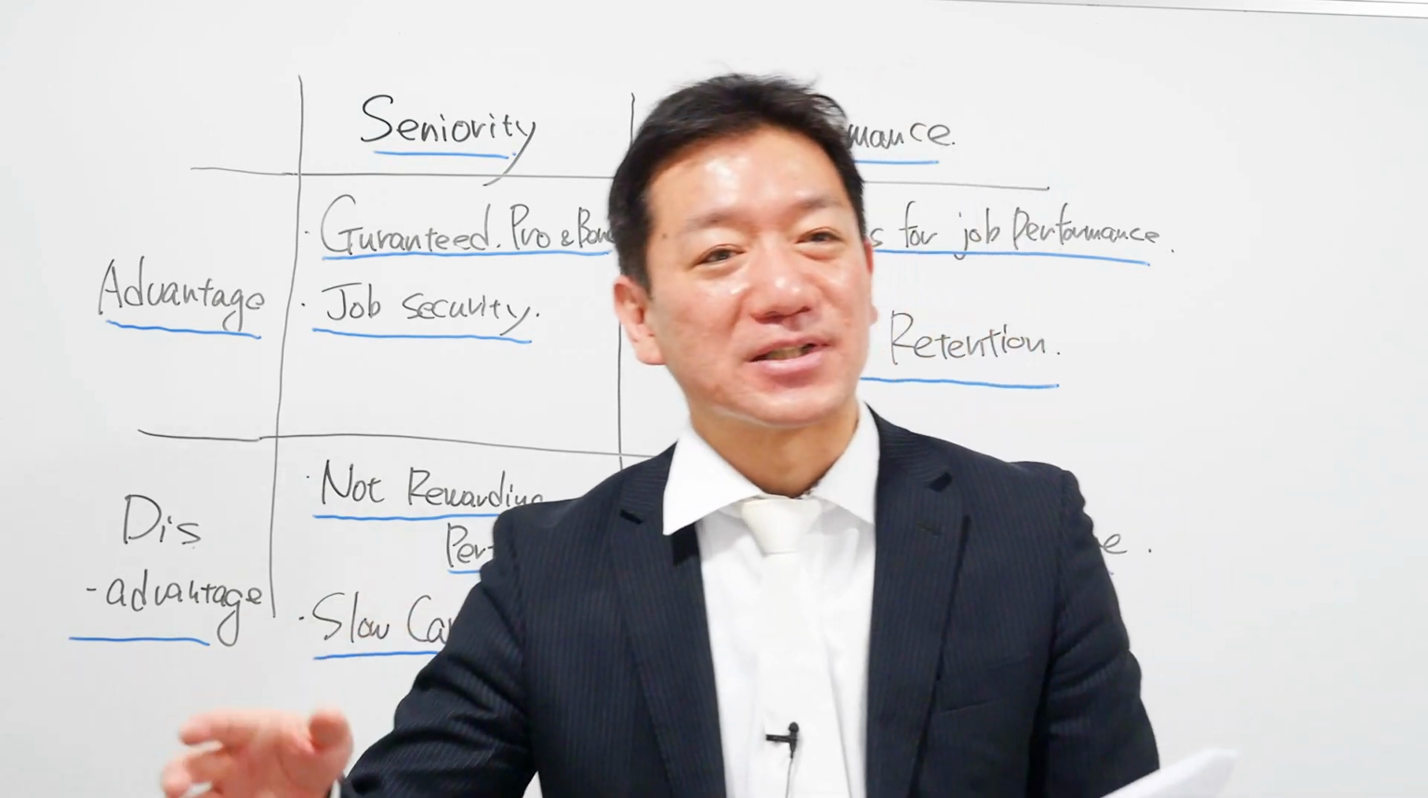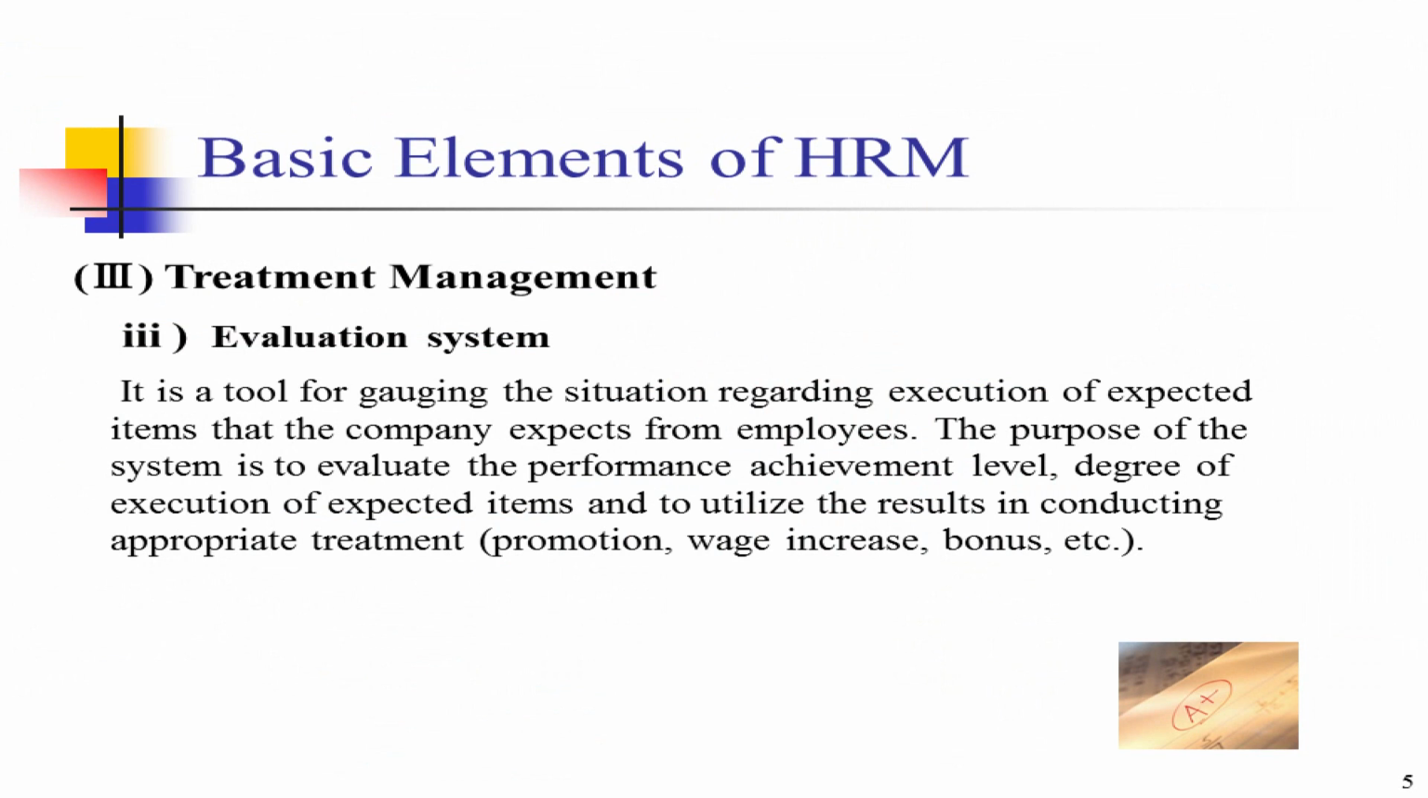Alright then, let's switch over to the slide number 5. Evaluation, second theme of today, okay? This is going to be the last one. Evaluation system. It is a tool for gauging the situation regarding execution of expected items that the company expects from employees. The purpose of the system is to evaluate the performance achievement level, degree of execution of expected items, and to utilize the results in conducting appropriate treatment. For example, promotions, wage increase, bonus, etc.